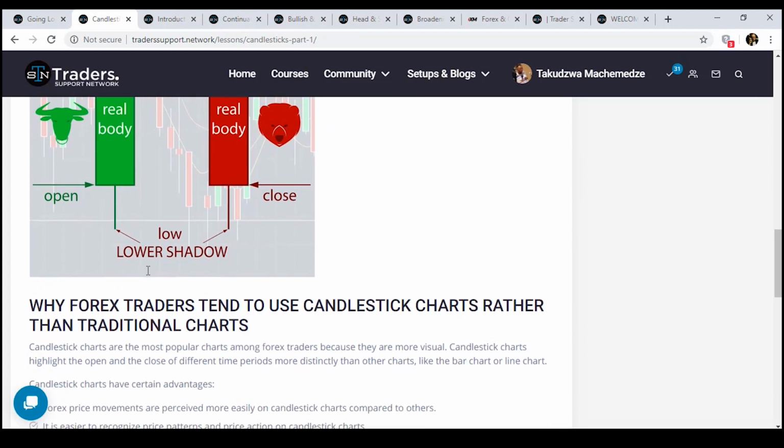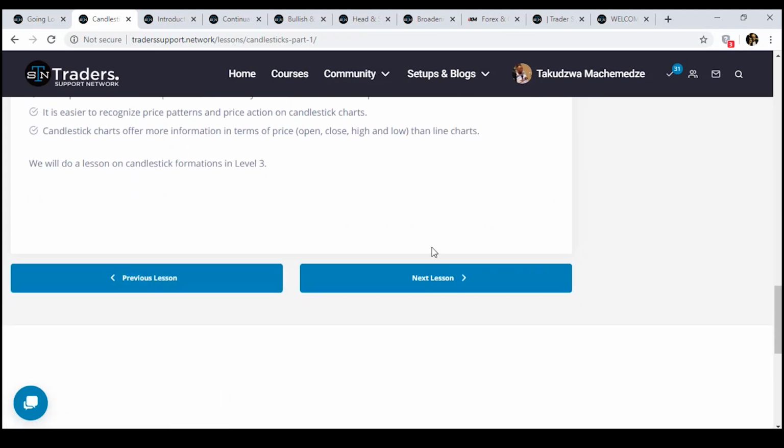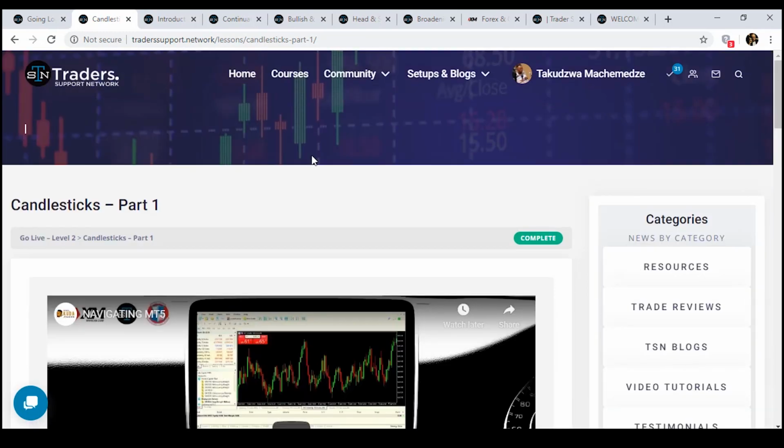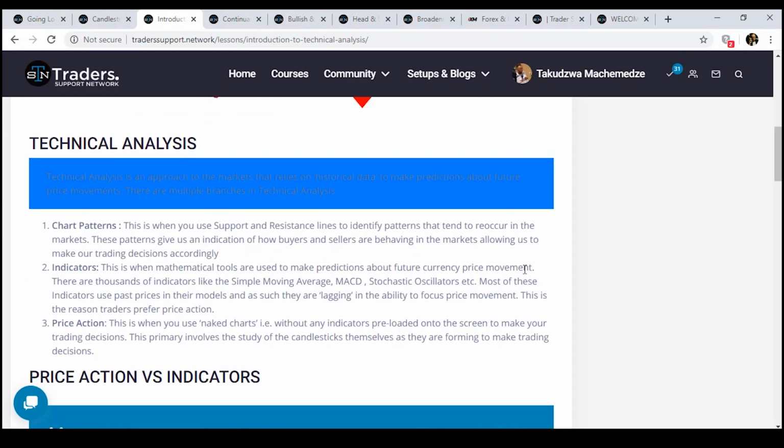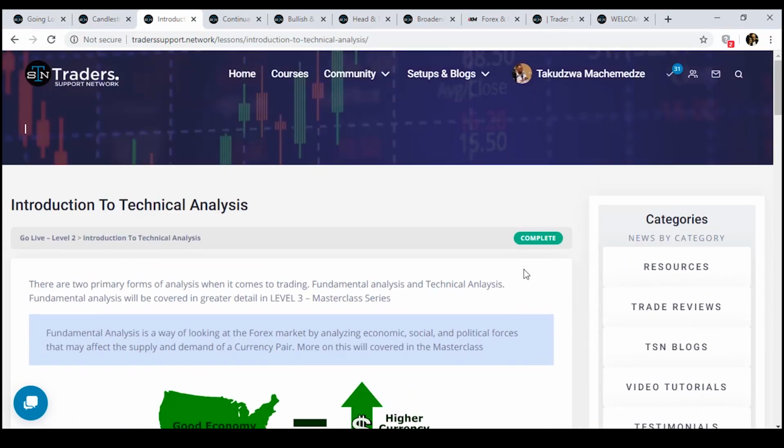So when you're done with this particular topic, you can just click and go on to the next lesson. Or if there's some stuff that you have not quite understood in the previous lesson, you're free to go back and click the previous lesson. Once you're done with this topic of candlesticks, you get introduced to the technical analysis chapter.